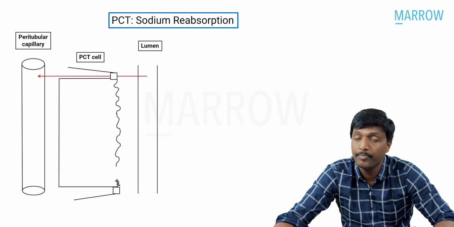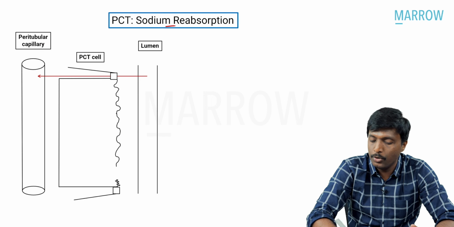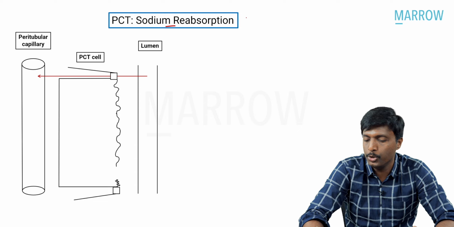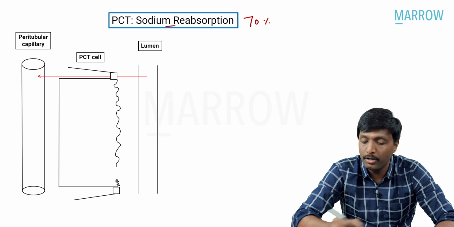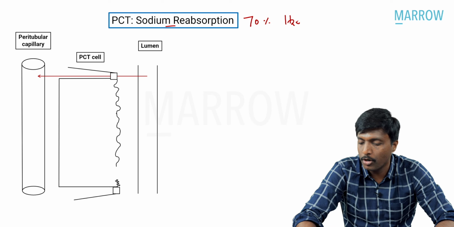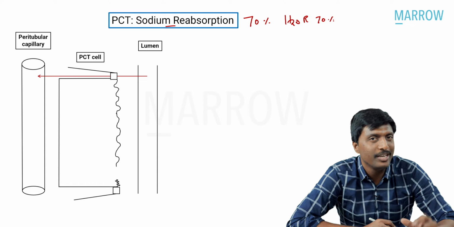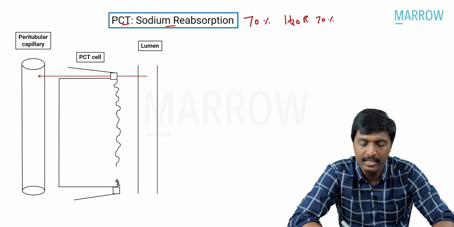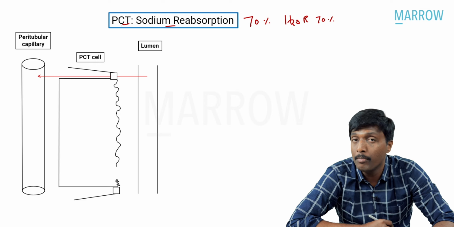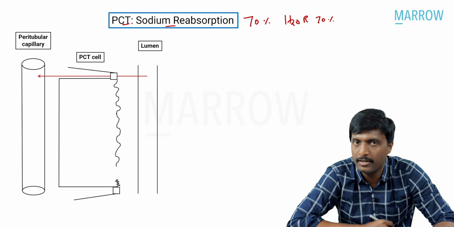Look very carefully. Proximal tubule sodium reabsorption. Remember, usually 70% of sodium reabsorption happens here. An equal amount of water reabsorption also happens here, the same 70%. So equal amounts of sodium and water are reabsorbed here in the PCT, 70%. Remember, 5 important channel proteins are here.